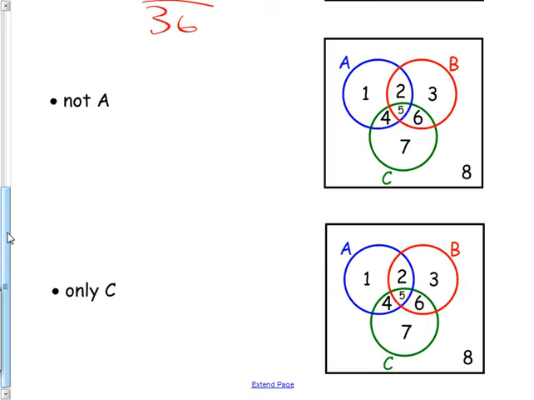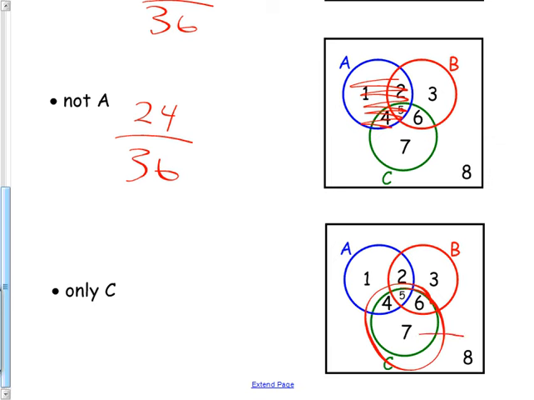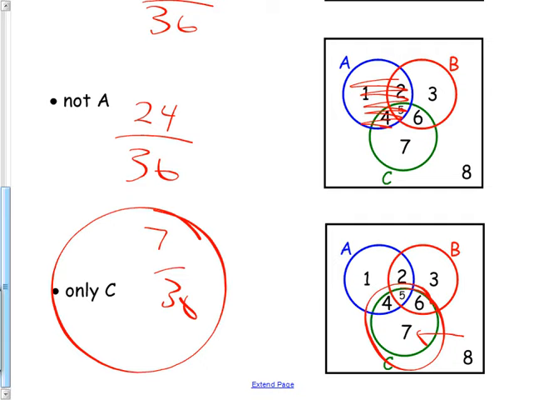On to not A. This one we're just supposed to do not A. Assume it's out of 36 again. Not A just means not those. So add up the rest of them. They add up to 10, 20, 24, right? Raise your hand if you had 24. Okay, good. You're right. And the last one is only C, and that can really be confusing because you might take all of these, but no, if you're only in C, you can't be in anything else, so it's just the 7. Raise your hand if you had that one right.